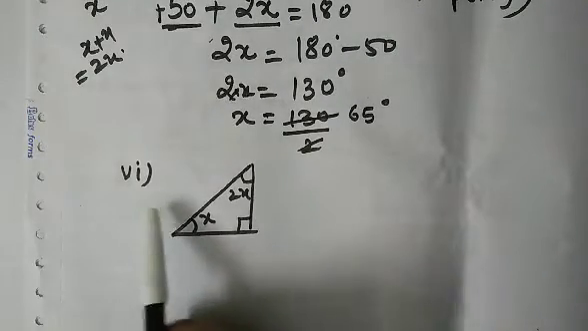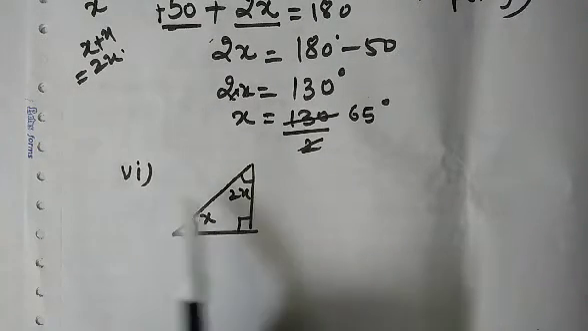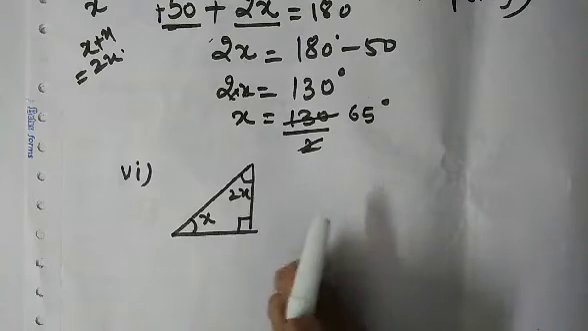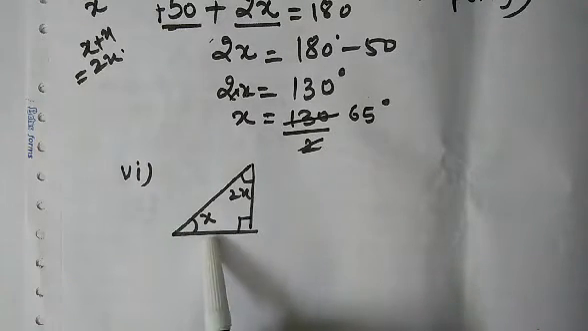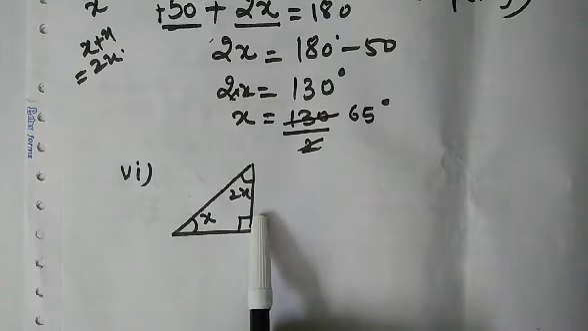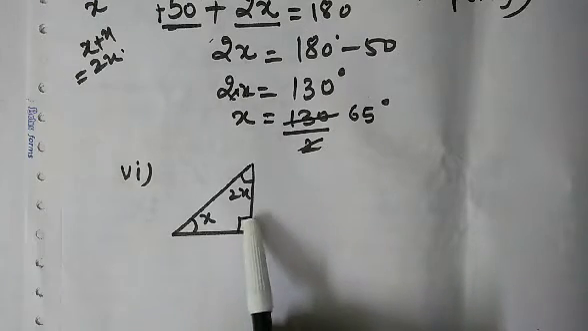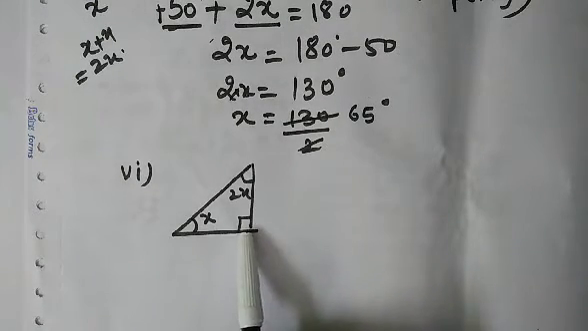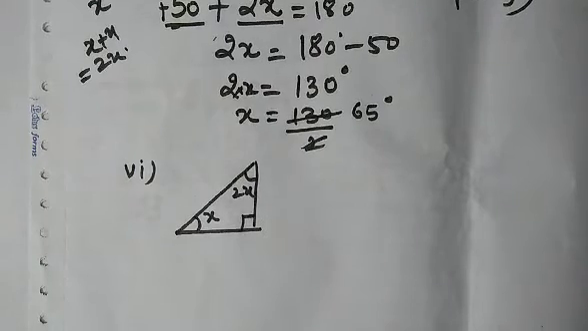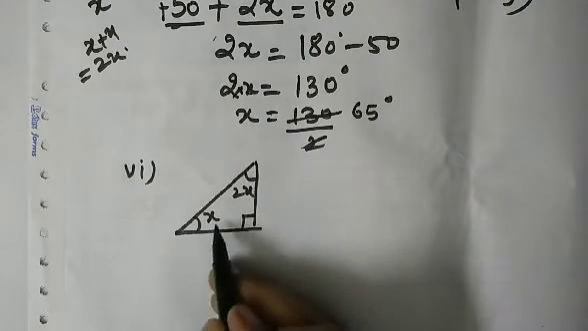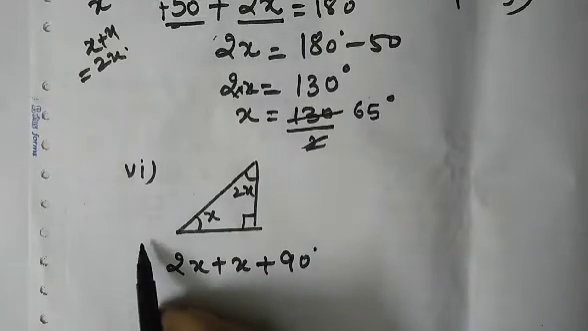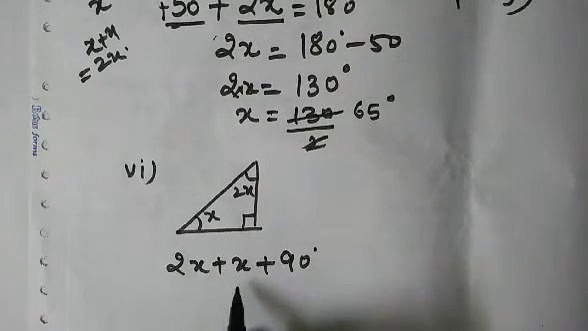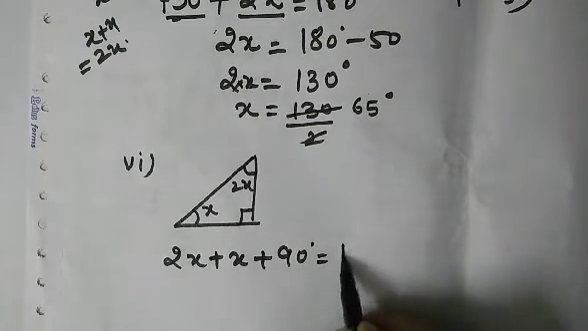Now the last part of this question, that is part number 6, and again you have to find the unknown x. In this triangle, this is the sign of perpendicular. Perpendicular means its measurement is 90 degrees. So in the given triangle you can write 2x plus x plus 90 equal to 180 degrees.